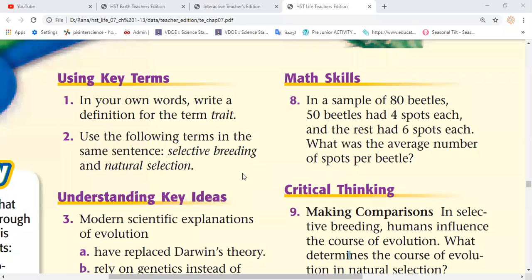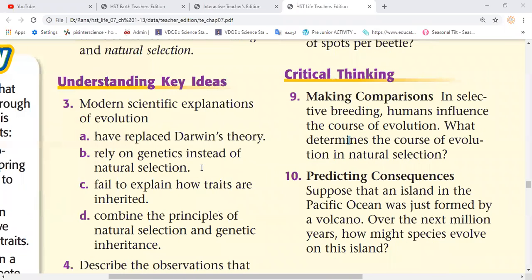Okay, so then we pass to the third question. We see that more modern scientific explanations of evolution: choose, have replaced Darwin's theory, rely on genetics instead of natural selection, fail to explain how traits are inherited, or combine the principles of natural selection and genetic inheritance. Okay, so what do you think? Yes, Farah? D, combine the principles of natural selection and genetic inheritance.